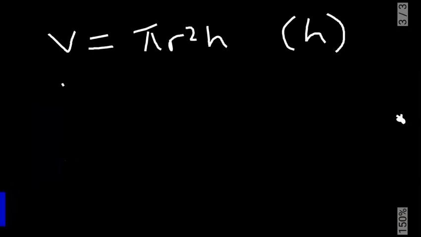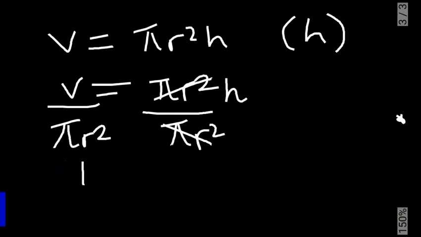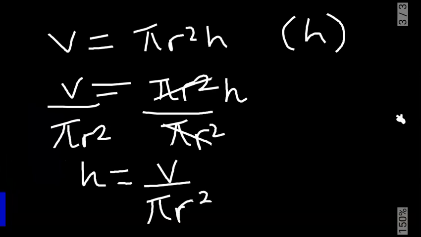Now we have v is equal to pi r squared h. We divide by pi r squared. Whatsoever we do to the right hand side, we also have to do to the left hand side. Whatsoever we do to the left hand side, we must also do to the right hand side. So this cancels out this. Now h is alone. We have h equal to v over pi r squared. This becomes the subject of the formula.